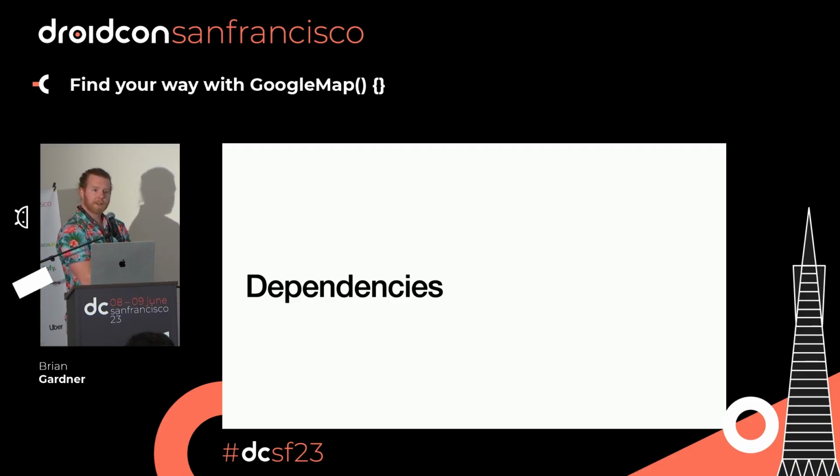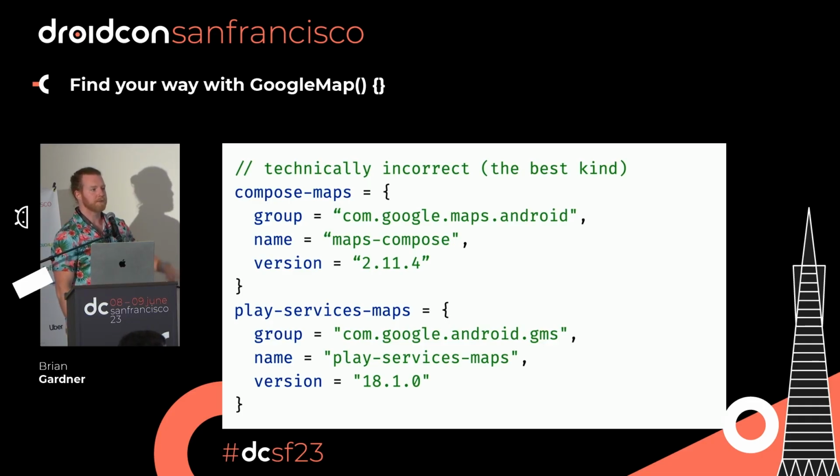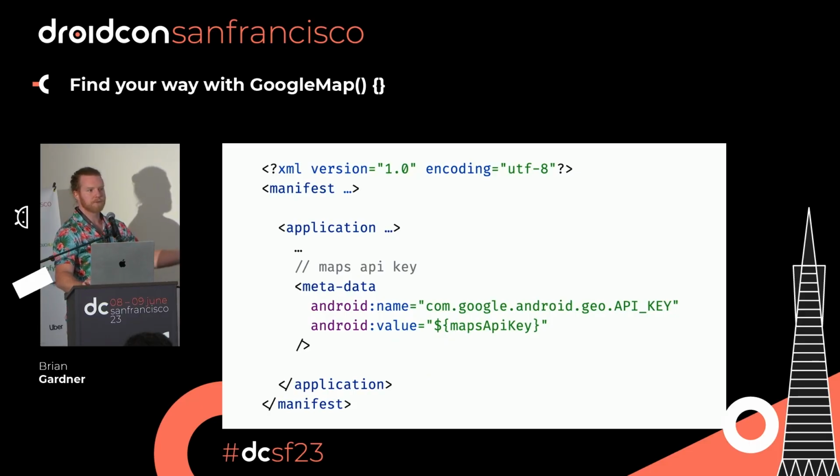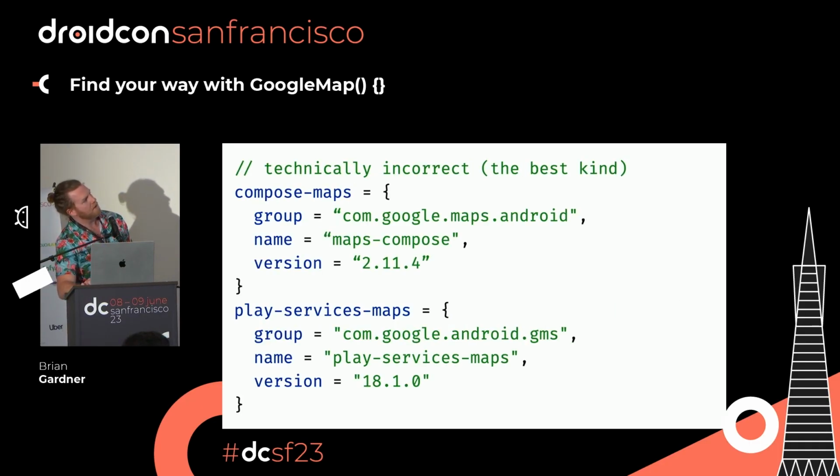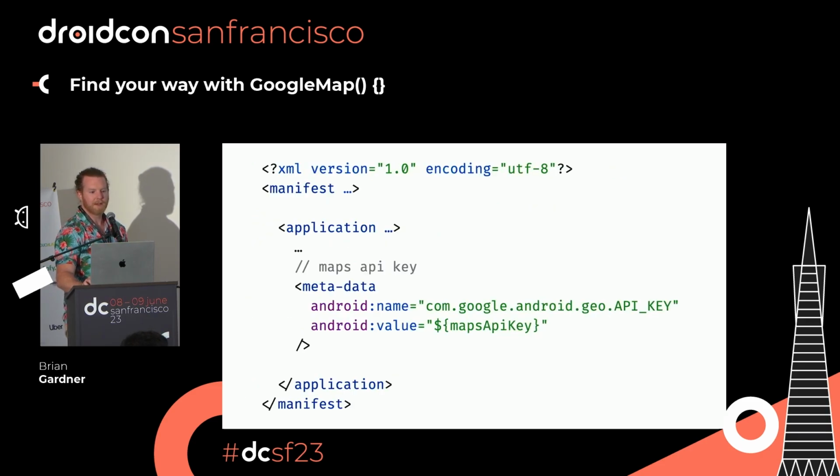So first thing, you're going to need some dependencies, as with all Android things. Basically, there's two things. There's a Compose Maps library, version 2.11.4 is the latest one. You're also going to need Play Services Maps. You kind of can't get away from that one. So you'll add them into your project. One thing I'll note, these dependencies are technically incorrect. They're all supposed to be on one line, but for slide purposes, it just looks a little bit better.